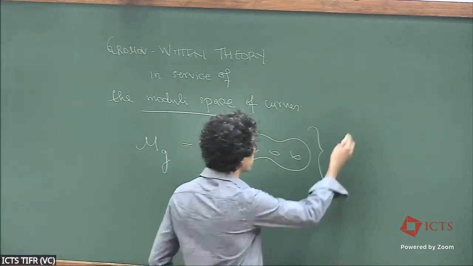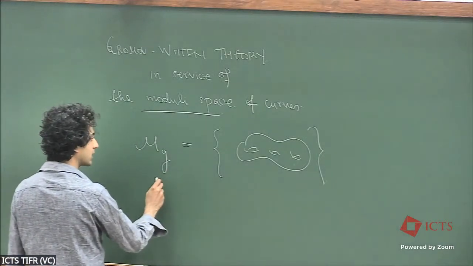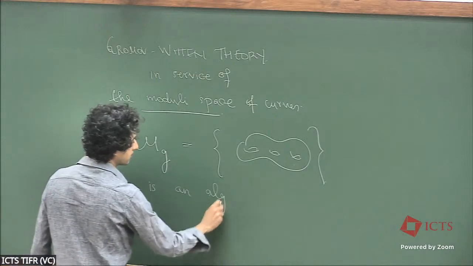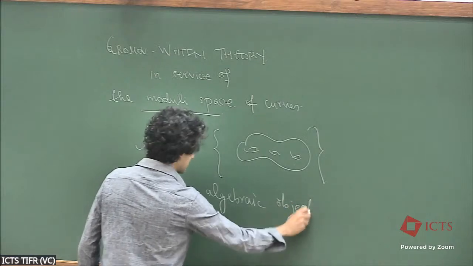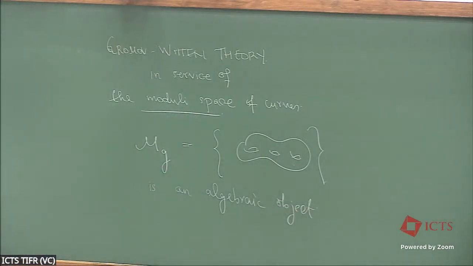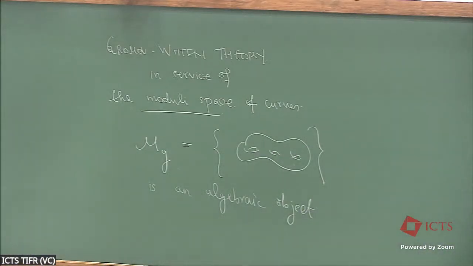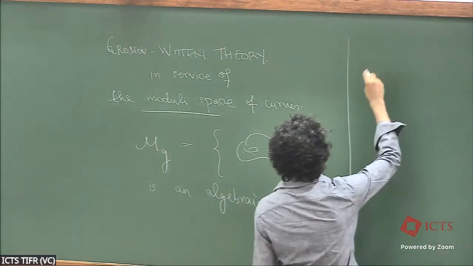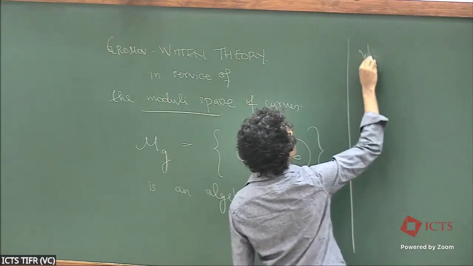But for the purposes of the lectures I'll give, this is an algebraic object. And object here really means a Deligne-Mumford stack, but I'm just going to pretend it's a variety for basically the entire time. Okay, so maybe that's a good place to start. So why is this object algebraic? Where does the algebraic structure come from?